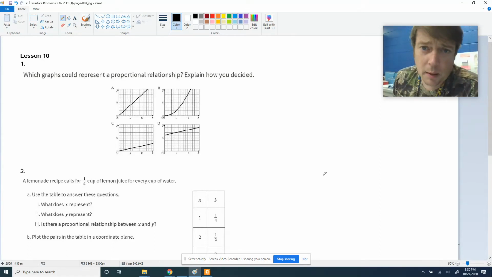I think we got a couple problems that we need to do. And the first one is asking you which graphs could represent a proportional relationship. Now, we didn't get to talk about this on Wednesday, but it's going to be a big part of what we do starting in lesson 11. And we just didn't get to this part in lesson 10 because of our activity.